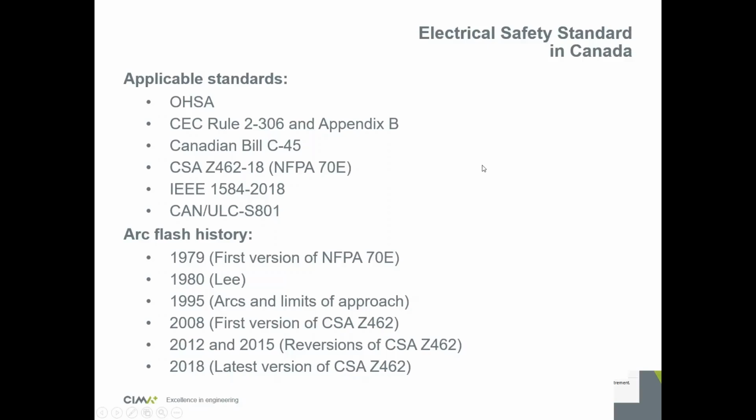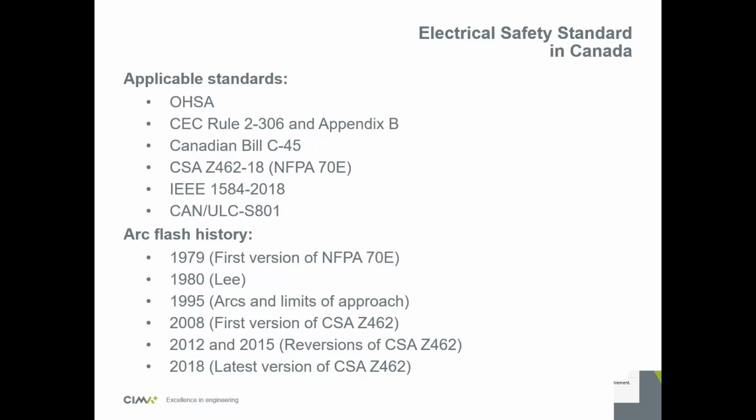So a bit of history about arc flash. The first history starts in the year 1979, the year of the first version of the NFPA 70E. NFPA stands for National Fire Protection Association in the United States. Then in 1980, there's Lee, who was a researcher that first got interested in arcs.